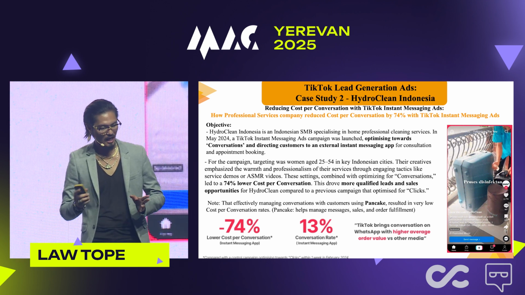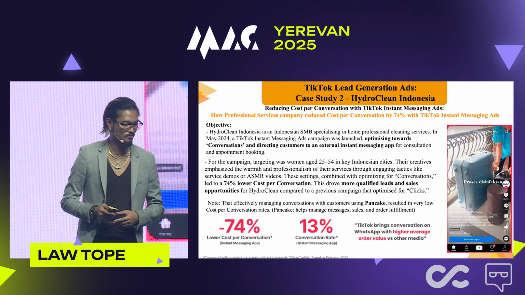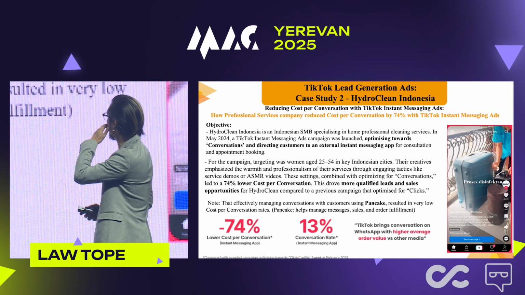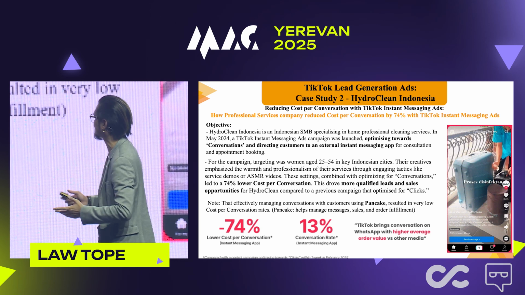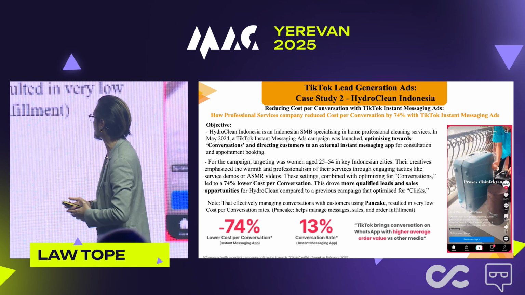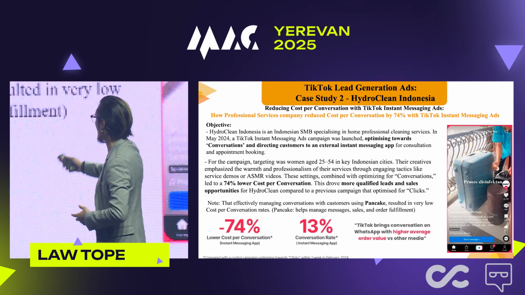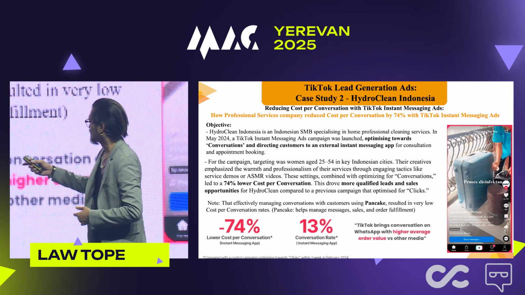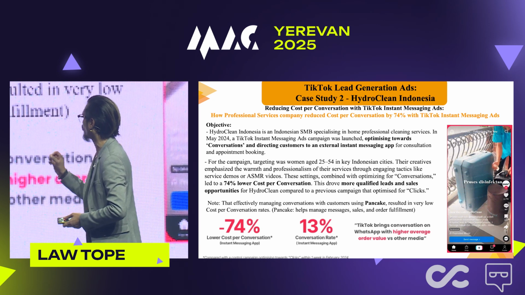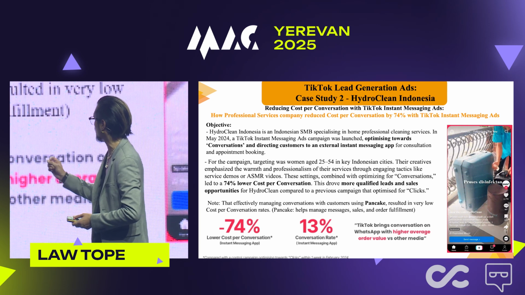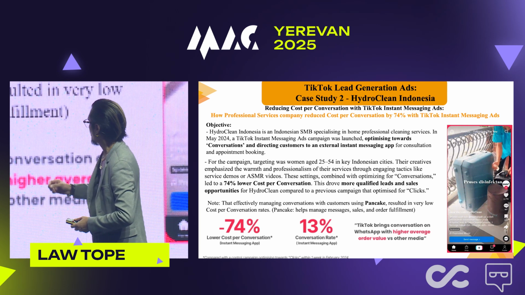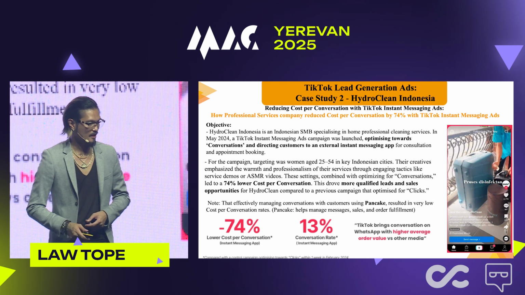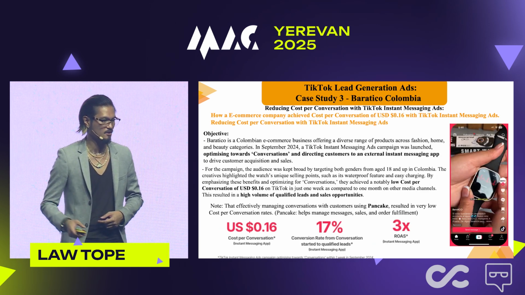and the settings combined with optimizing conversations led to 74% lower costs in conversation, and drove more qualified leads and sales opportunities for HydroClean. So again, we use Pancake, and the results is 74% lower cost per conversation, 30% conversation rate. And then the last one, let's talk about e-commerce.